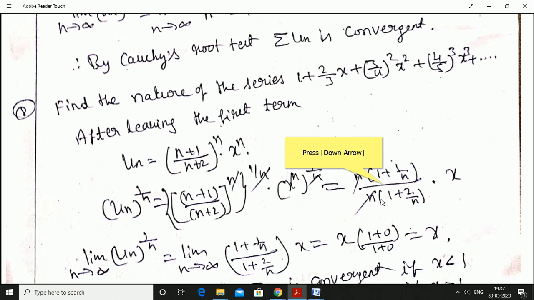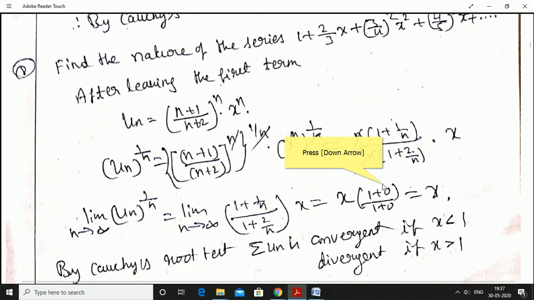un to the power of 1 by n is equal to ((n plus 1 divided by n plus 2) whole power n) whole to the power of 1 by n into (x to the power of n) whole to the power of 1 by n. The 1 by n gets cancelled in both terms, and what remains is n plus 1 divided by n plus 2 into x. In this term, n plus 1 divided by n plus 2, take n outside. Remaining is (1 plus 1 by n) divided by (1 plus 2 by n) into x. The n gets cancelled.